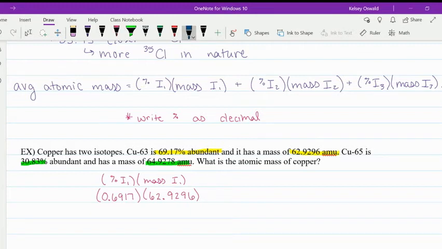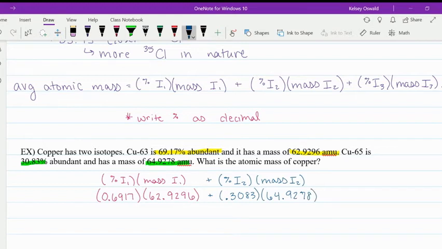To that, we are going to add the same process with our second isotope. So we'll take our percent of isotope 2. So we'll write that as 0.3083. Okay, so the second isotope contributes to 30.83% of our total mass times the mass of our second isotope. The actual mass is 64.9278.